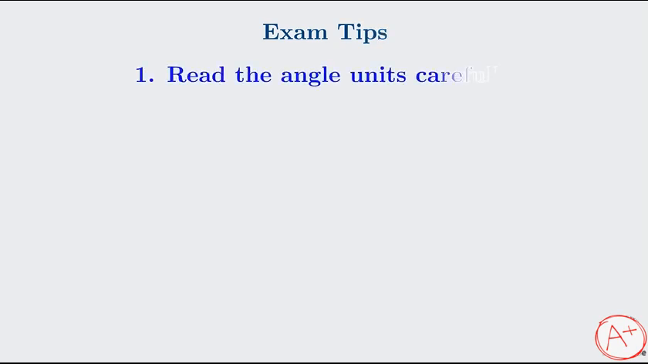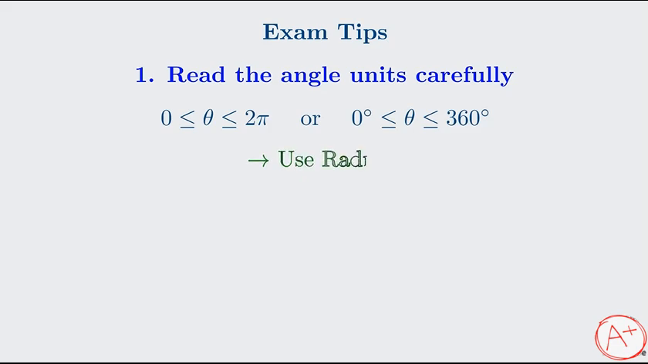To maximize your score in the 9709 paper, keep these professional tips in mind. Examiners often mix degrees and radians within the same paper. Always check the interval given for theta. If you see 0 to 2 pi, use radians. If you see 0 to 360, use degrees.